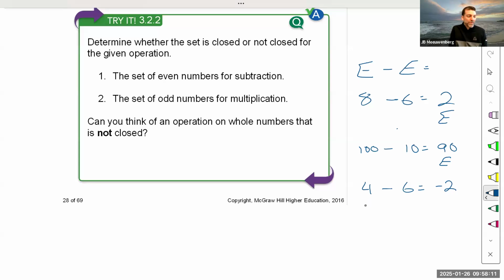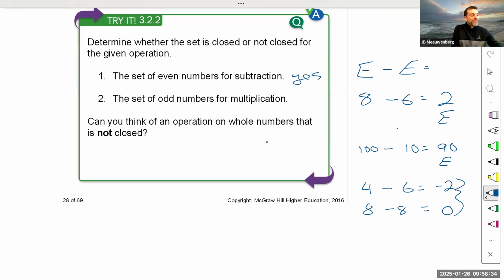Or another situation you might be wondering about is, what if I pick 8 minus 8? 2 even numbers get 0. Are these even? Technically, they are. They are even numbers. If they're not odd integers, we'll talk about integers more, then they are even. So the set of even numbers for subtraction, yes, it is closed. Okay, it didn't say it had to be positive. It just said it had to be even.